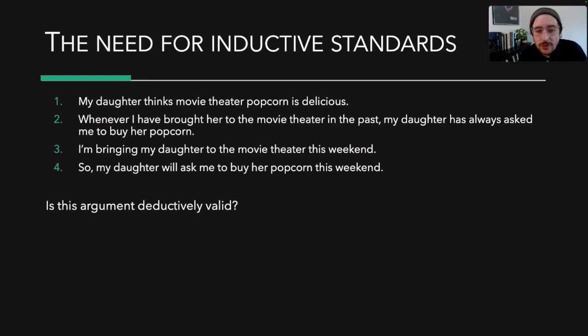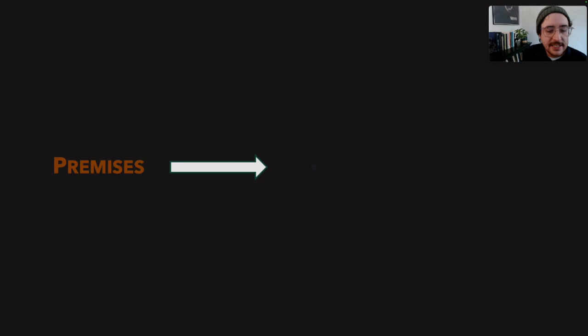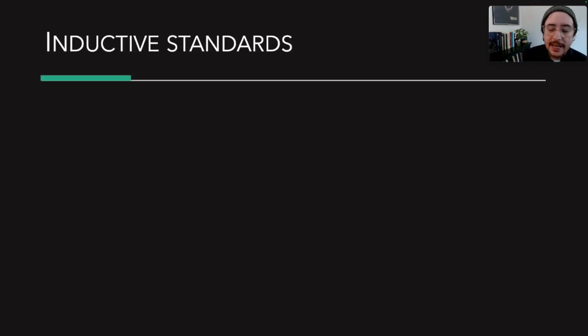But nonetheless, when you look at this argument, you probably think, this seems like a really good argument. It seems like the reasoning is actually pretty reasonable. And that's because here, it looks like the premises are trying to do something different. When we look at the premises and the conclusion, we notice, well, they don't conclusively support the conclusion. Nonetheless, it looks like if all of these things were true, they do make it likely that my daughter is going to ask for popcorn this weekend. So this is why we need inductive standards.